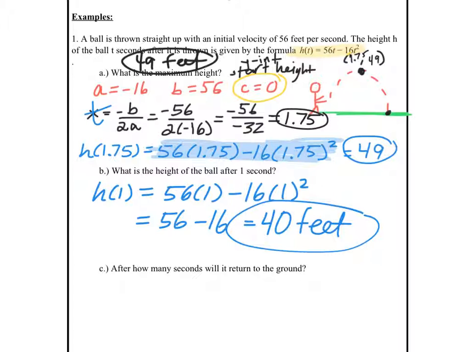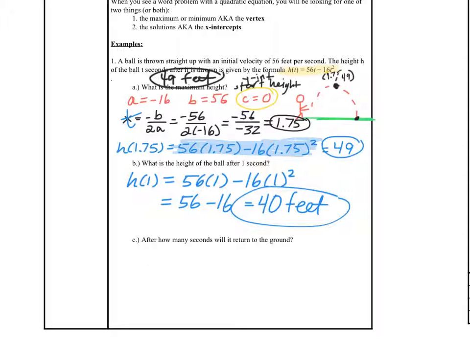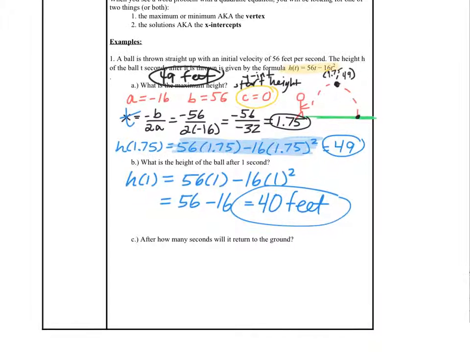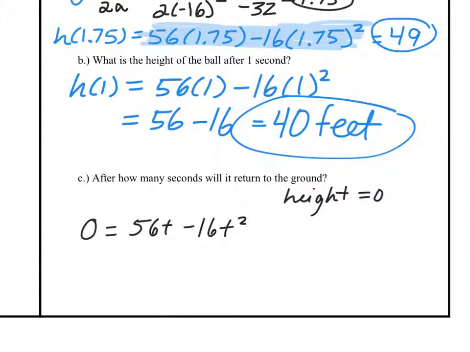Okay, and the last question, so we've done vertex, we've just plugged in a number, and then the last one, how many seconds will it take to return to the ground? What am I looking for if it's hitting the ground? Is that the vertex or the x-intercept? When it hits the ground? Yeah, x. That is your x-intercept, because it's when your height is 0, like your y value. If my height is 0, then I take my equation and I replace the height part with 0, and you have to solve for the time.